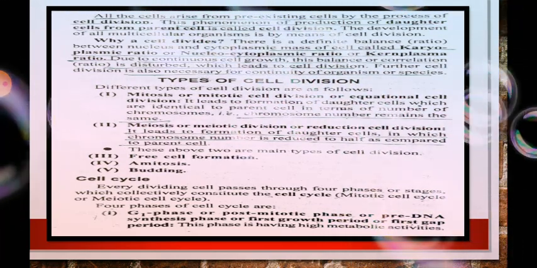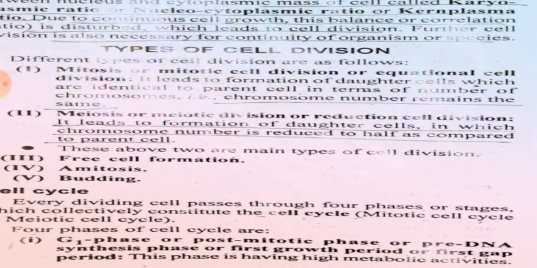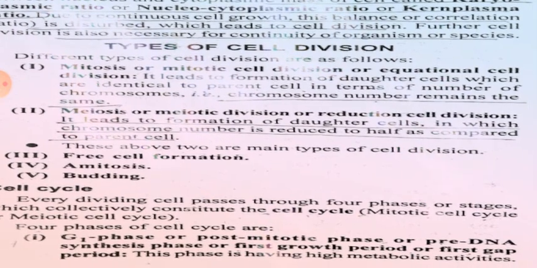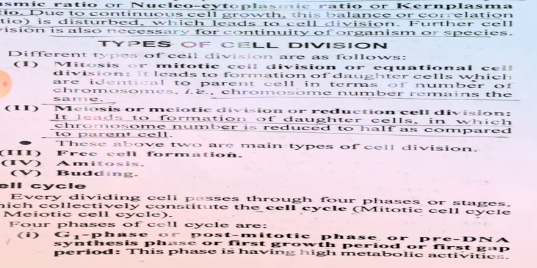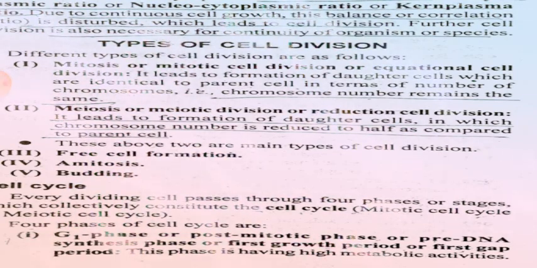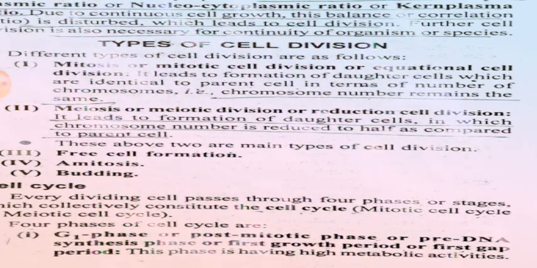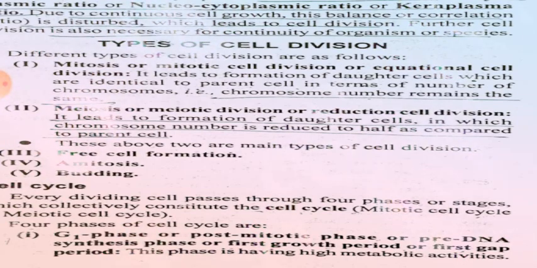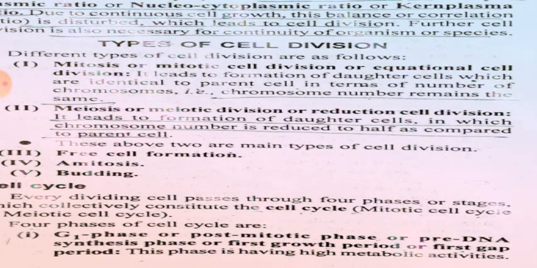So, types of cell division. What are the different types of cell division? One is mitosis, or mitotic cell division, or the equational cell division. Each and every cell division has different names, so you can remember these two to three different names.